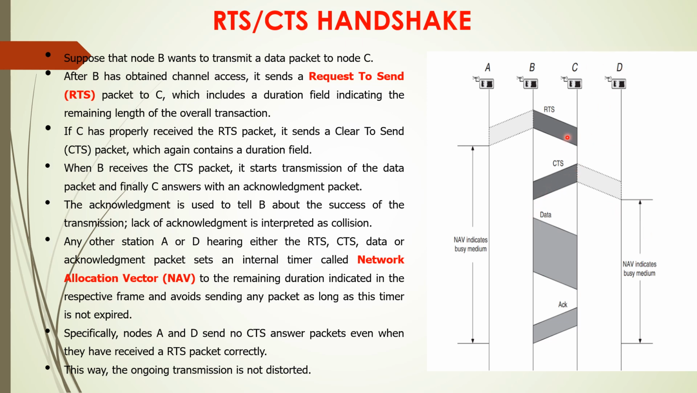Now B has received the CTS frame, so B will transmit its packet to C. After receiving the data, if the proper data has been received, C will send an acknowledgement back to B. This RTS and CTS handshaking method is used to avoid the hidden node problem in the CSMA protocol. Thank you.